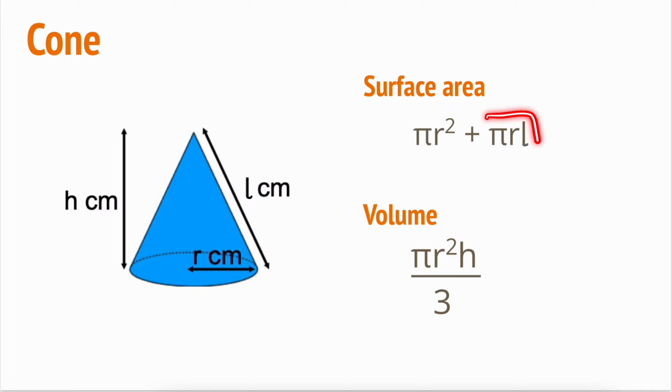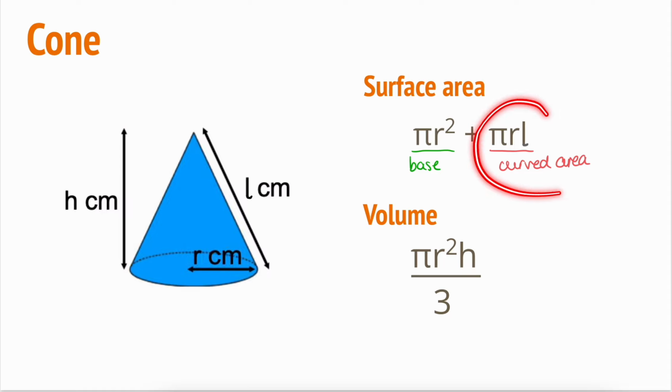And then pi r l, so l is the diagonal length, is the curved surface area. So it's this area all the way around the edge. Okay, so again, we can just label that. So this first part is the base, and then this second part here is the curved area. So if you're asked to only find one of them, we can then use the relevant part of the formula, whether it's the curved surface area or the base.